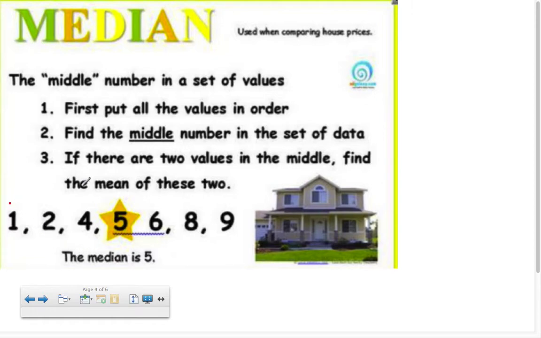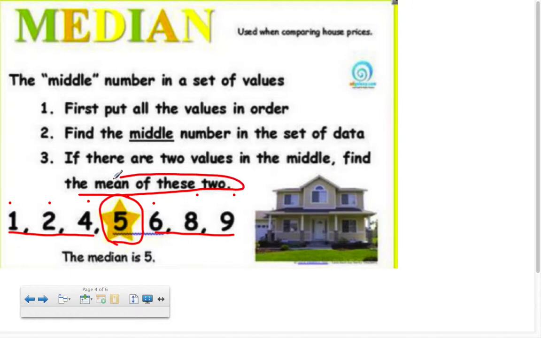So we've got 1, 2, 4, 5, 6, 8, and 9 all in order. If you look carefully, you'll see 3 numbers on the left, 3 numbers on the right. But what's directly in the middle? 5 is directly in the middle. And that's your median. That's it. If there were 2 numbers in the middle, you'd have to find the mean of those 2. That's a little bit harder. But when there's 1 number directly in the middle, that's your median.